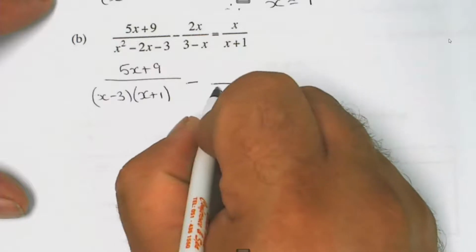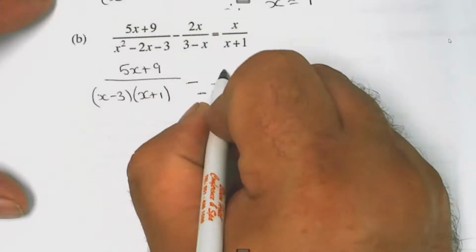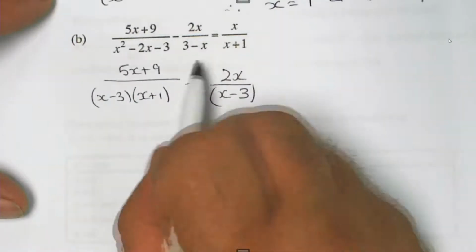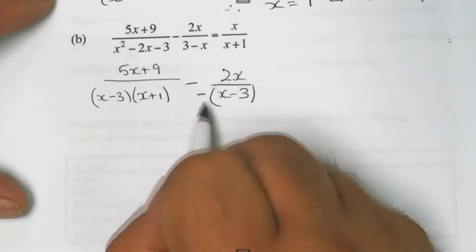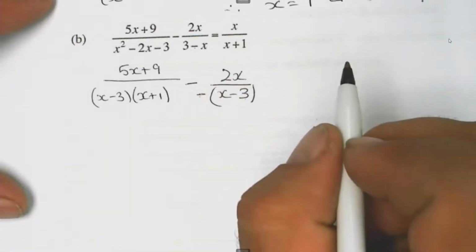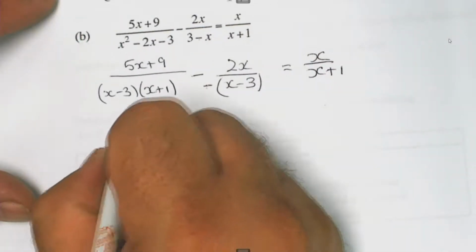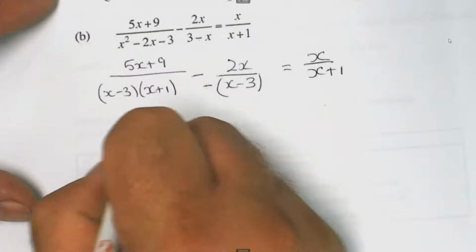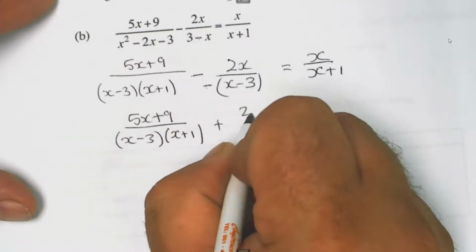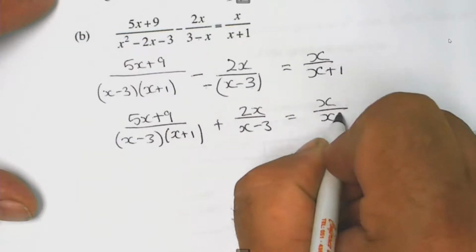So if I change 3 minus x to x minus 3, I'm taking out a negative. And this 2x remains. And a negative will become a positive. Just remember that negative times x is negative x. Negative times negative 3 is plus 3. And a negative will become a positive. So this here becomes x over x plus 1. So it becomes 5x plus 9 over x minus 3 multiplied by x plus 1 plus 2x over x minus 3 is equal to x over x plus 1.